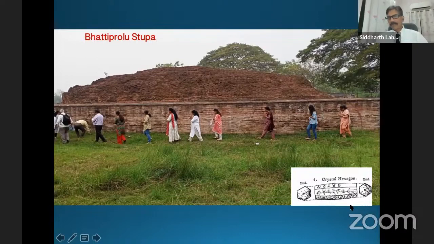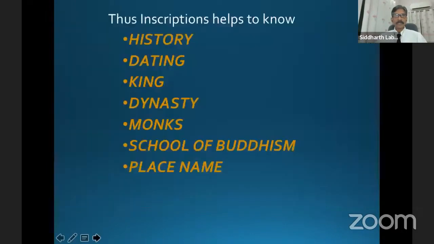On the right side, you can see the inscription on the crystal hexagon. This is what you call quartz, right? It is a very hard material, just like glass. Think how difficult it must be to inscribe on that. The entire hexagonal crystal was inscribed with the teachings of the Buddha. And in the other inscriptions, the names of the donor and his family members were given. So that is to be seen.